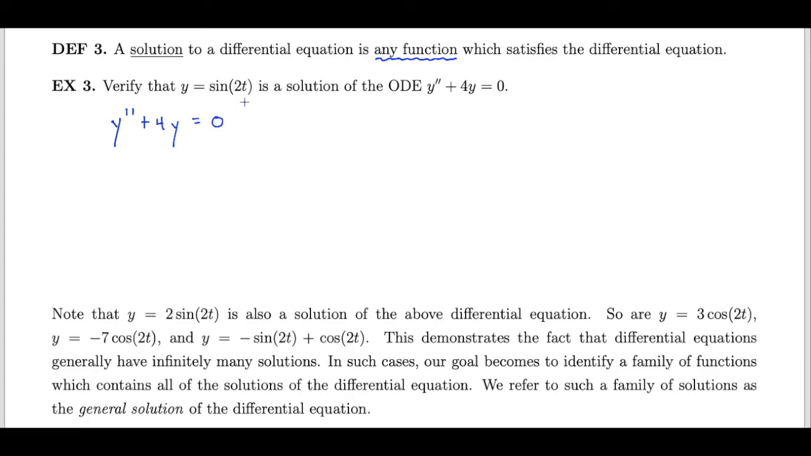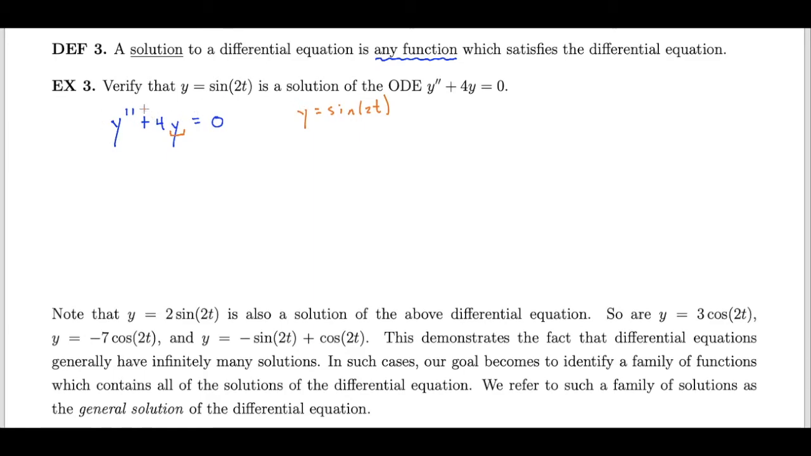Somehow, I have come up with a solution. I have not, in this example, explained how I generated this solution, but you're going to trust me that we're going to verify that this is in fact a solution. So what that means is I'm going to take the function itself, which in this case is y equals sine of 2t, and then I'm going to look at my differential equation and ask, what do I need to plug in? I need to plug in a y right there, so I'll plug that in.